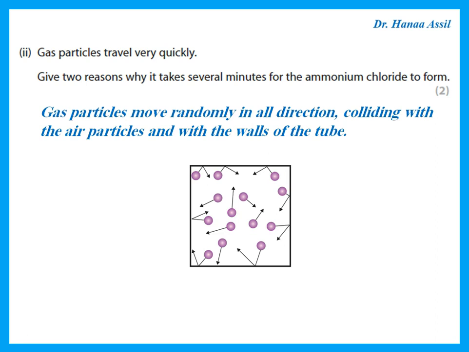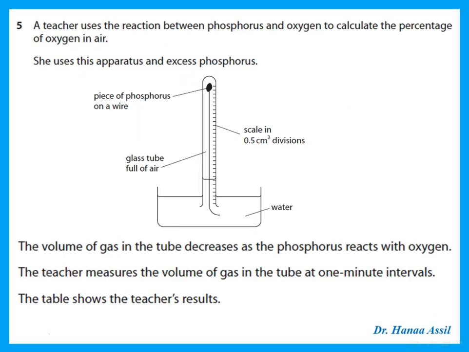So the particles of the air are delaying the movement of the gas particles, and they collide with the walls of the tube, so they are not moving really directly, and that's why it will take them several minutes in order to meet with the HCl particles.